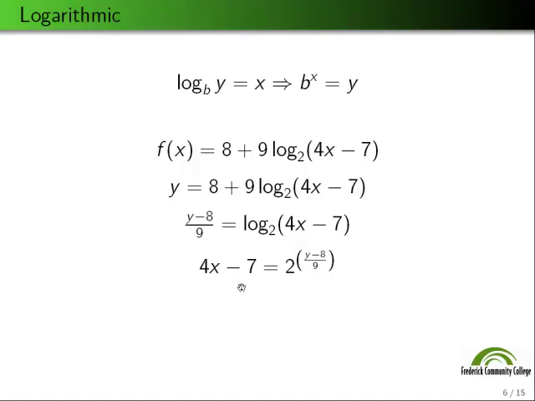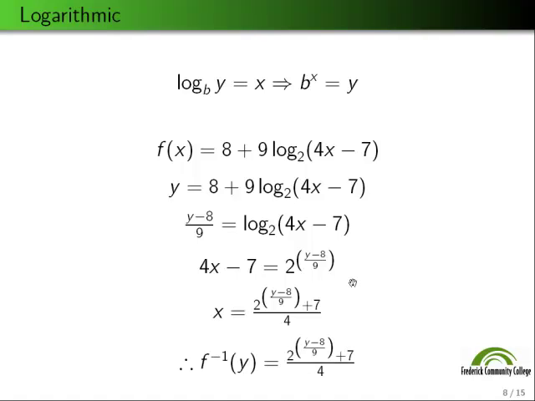But I know I'm solving for x. I like having the things I want to solve for on the left side. So now I'm going to add 7 to both sides and then divide by 4. And therefore we have the inverse function. And it is 2 raised to this power here plus 7, all divided by 4.